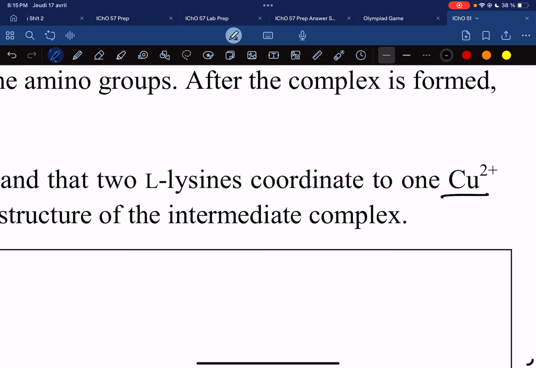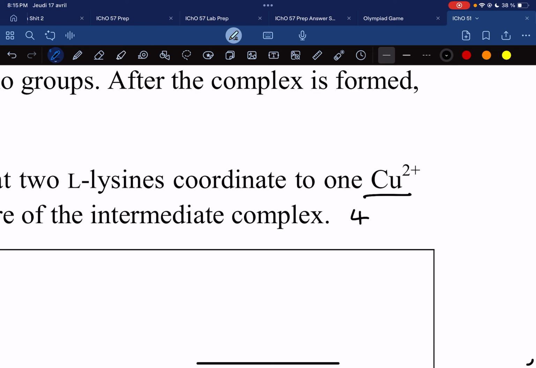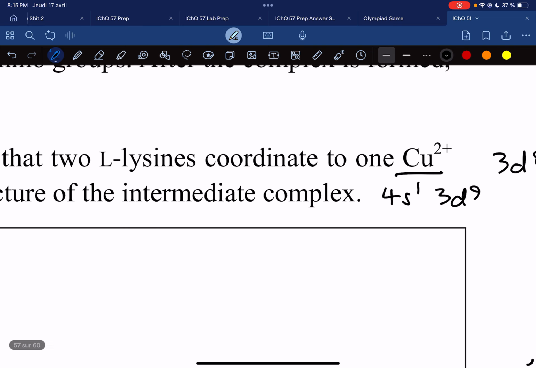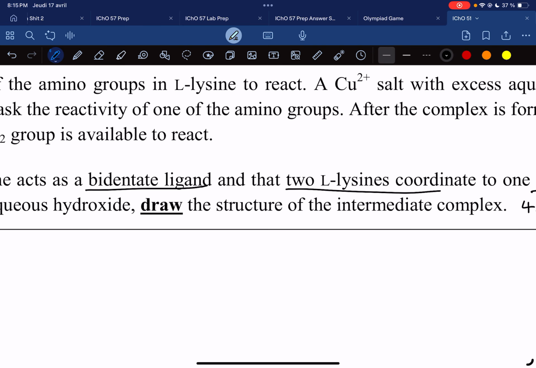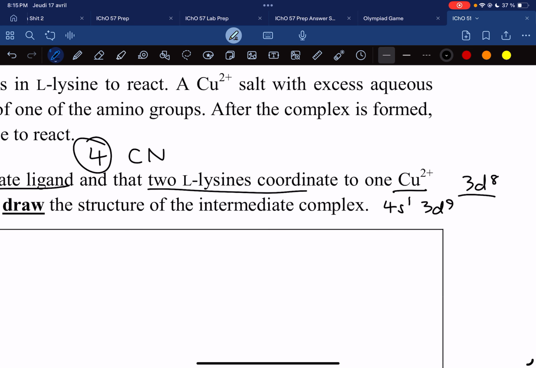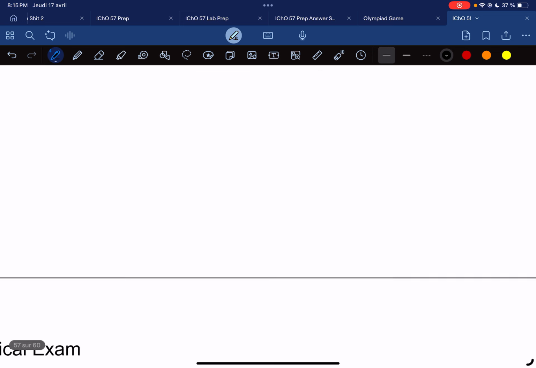So normal copper is 4s1 3d10, right? Take 2 electrons out, that's going to be 3d9. Bidentate ligand, 2 lysines. That's a coordination number of 4, 2 times 2 is 4. D9, 4 coordination number. That means it's a square planar complex. We can safely say that this complex should be square planar.